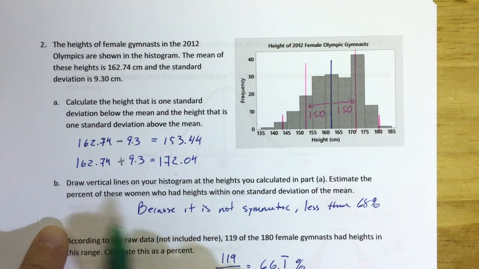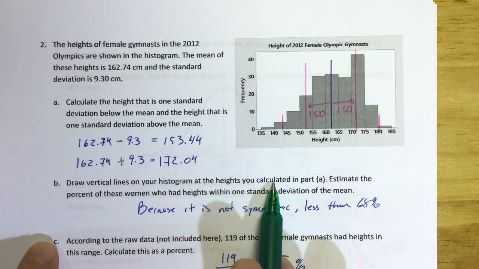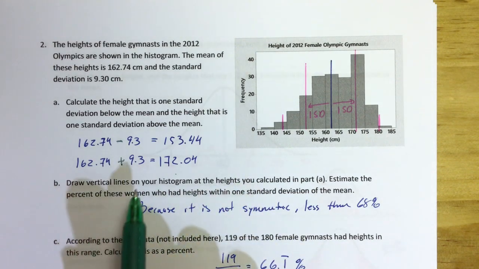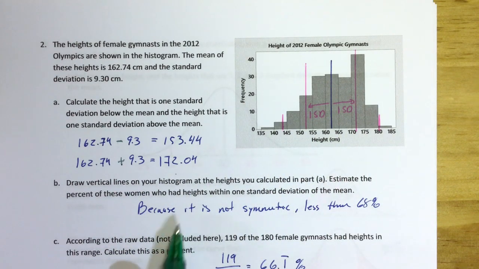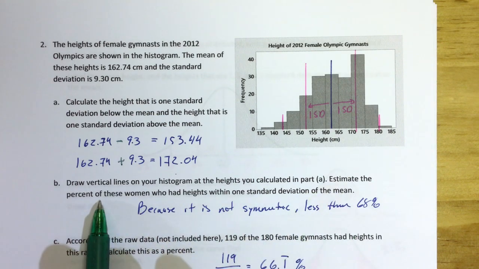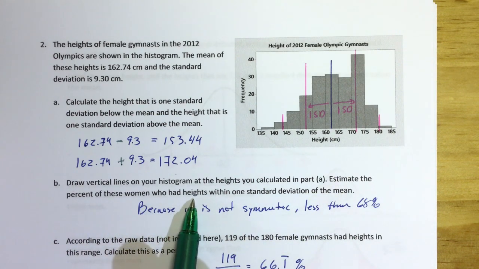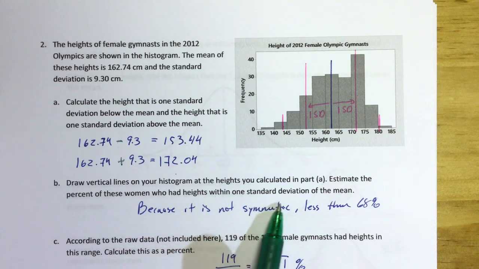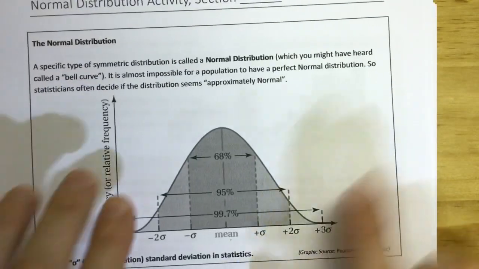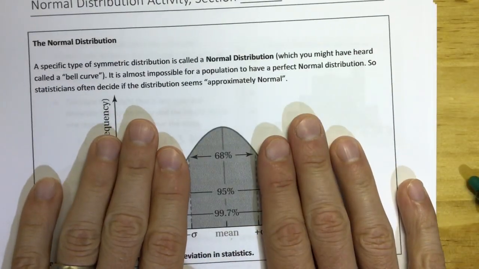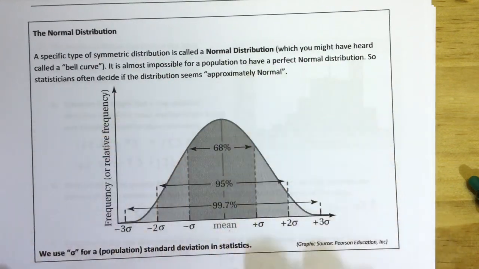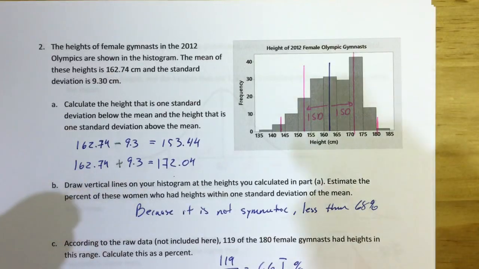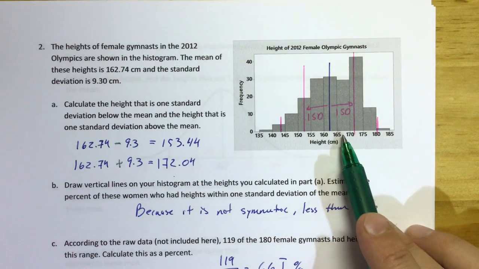All right, so B, draw a vertical line in the histogram that estimates where these standard deviations are. So I drew them there. And then it asked this question that I really wasn't too sure how to answer. It says, estimate the percent of these women who had heights within one standard deviation. So I know that that's coming back to how much is within one standard deviation. Okay, so I know that they want us to start thinking, oh, it's about 68%, but the picture's not a normal distribution, right? So it already doesn't quite fit.